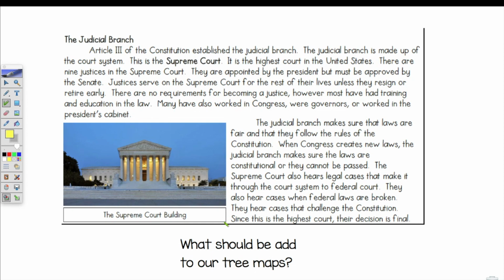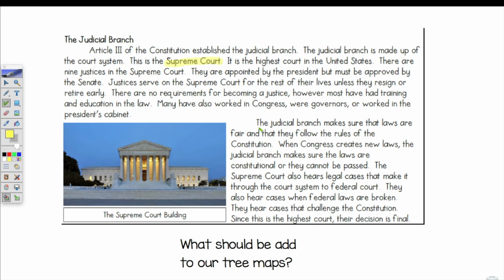Okay. Well, let's go back up to who's my who. Who is a part of my Judicial Branch? Can you find it? All right. Right here. It is made up of my Supreme Court. That's who makes up my Judicial Branch. What is the biggest thing that my Judicial Branch does? Look in paragraph 2. Can you find it?